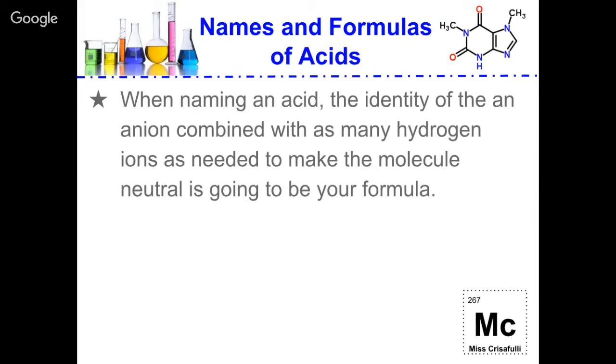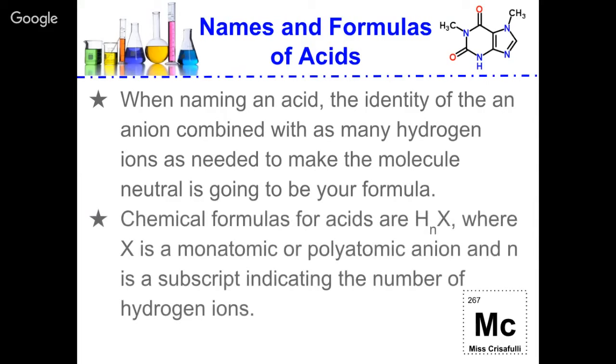When naming an acid, the identity of the anion combined with as many hydrogen ions as needed to make the molecule neutral is going to be your formula. Chemical formulas for acids are written with H's first, a subscript n, which would be the number of H's you need, and X, where X would represent your monatomic or polyatomic anion.